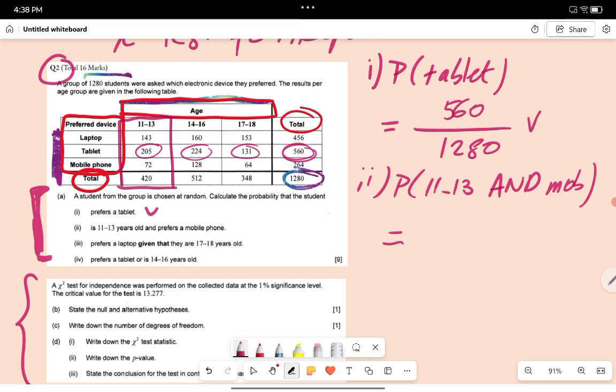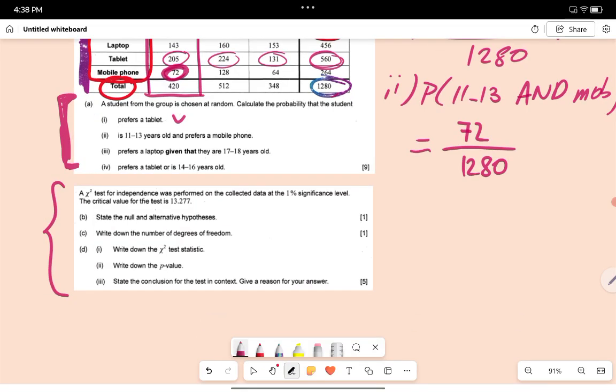So we've got 420 kids that are between 11 and 13, and you prefer mobile phones. So out of those 420, we've got only 72. You see, so only 72 kids are between 11 and 13 and prefer mobile phone. So that probability is 72 divided by the big number, 1,280. You see? So this is the probability of being 11 to 13 and preferring a mobile phone.